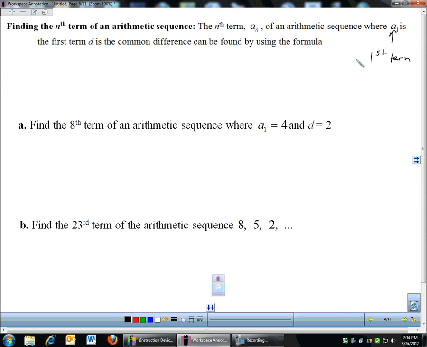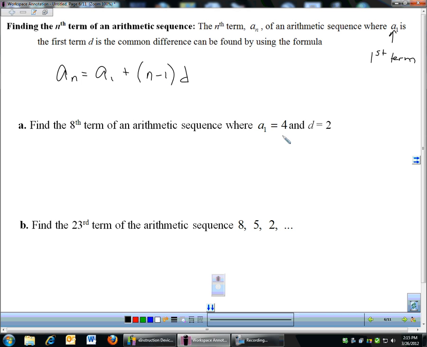D is the common difference. The way you find the nth term is kind of a lengthy formula, but it's your first term plus n minus 1 times whatever the common difference is. So there's your formula. A sub n is first term plus n minus 1 d.